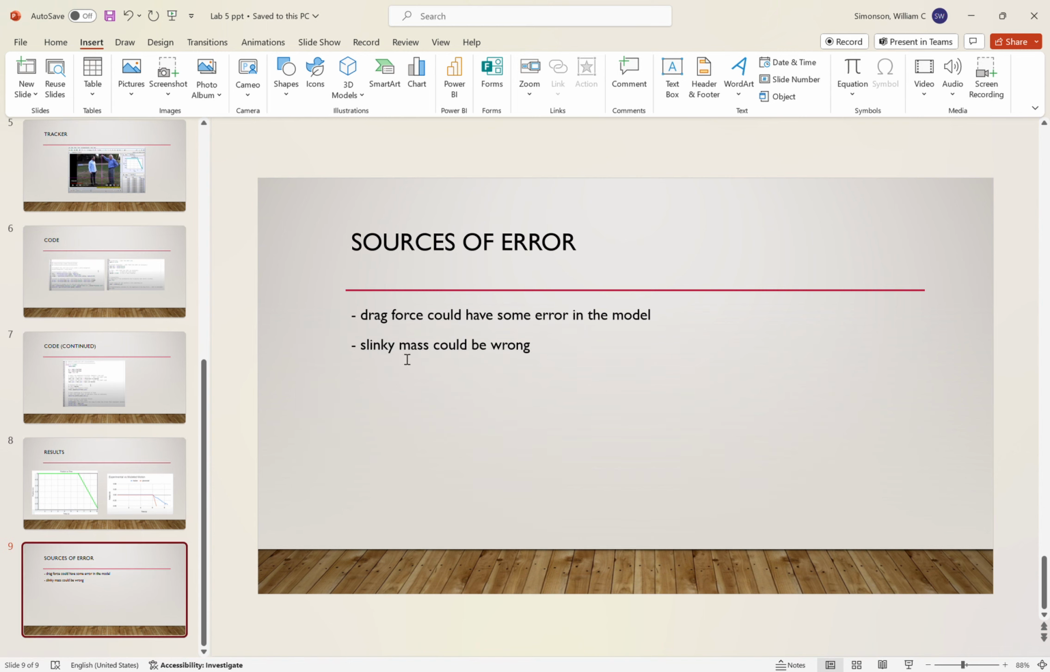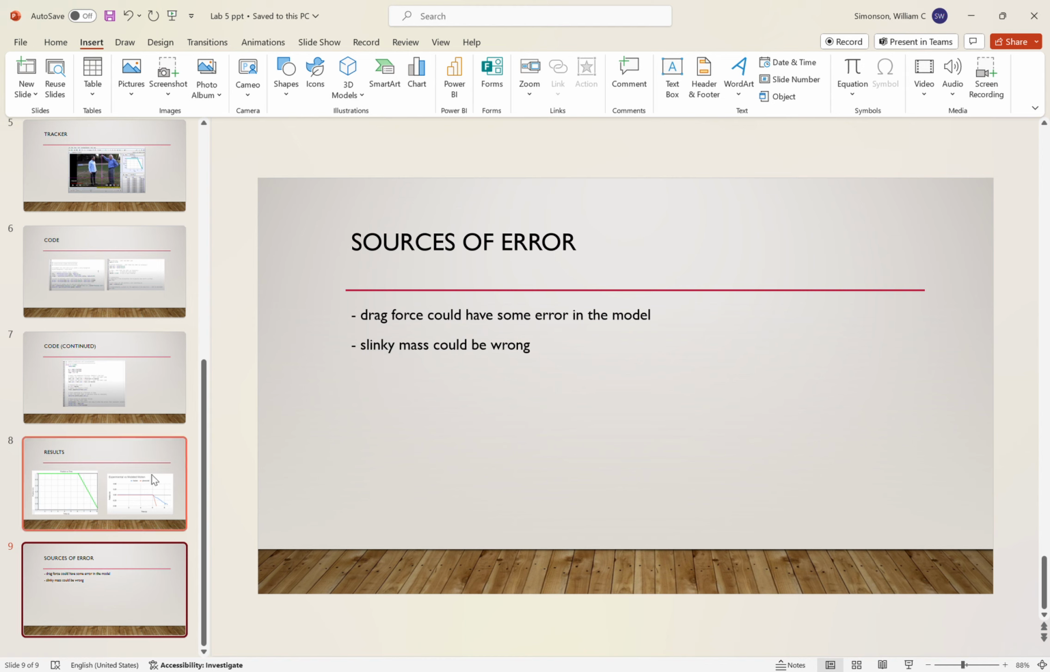Some sources of error for this experiment are that the drag force could have some error in the model because it's not always precise with the mass or the surface area of the Slinky, which is taken into account in real calculations when finding the drag force. And also the Slinky mass that was used is not actually the exact Slinky mass with precision that would give results of an experiment of high accuracy.